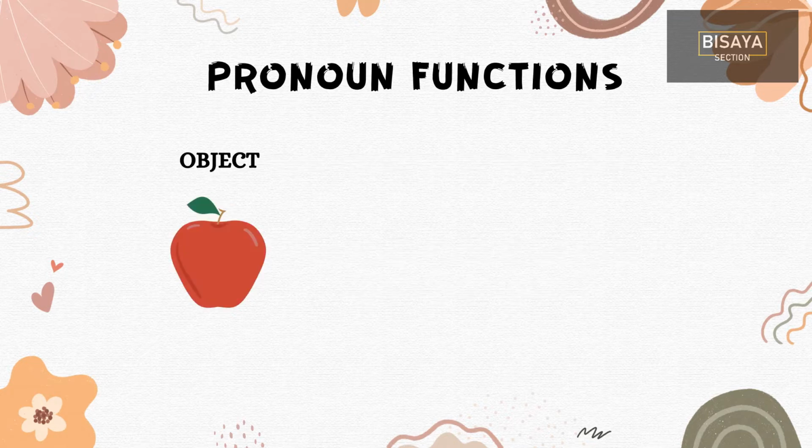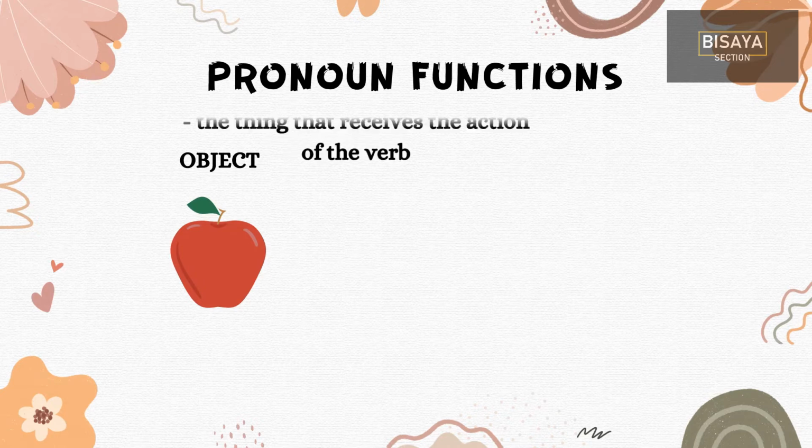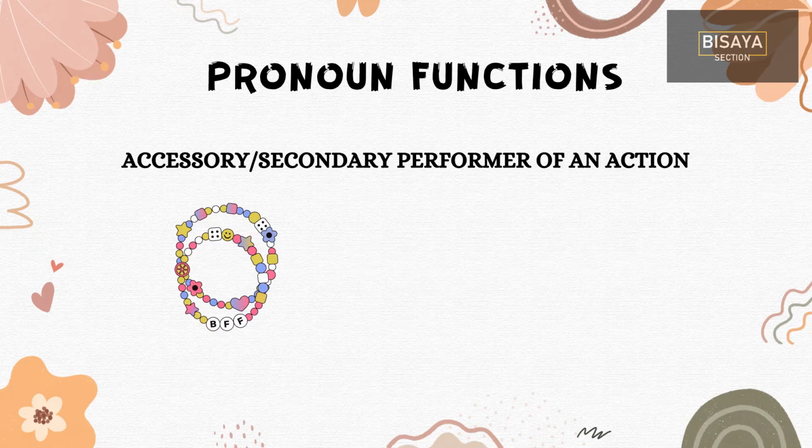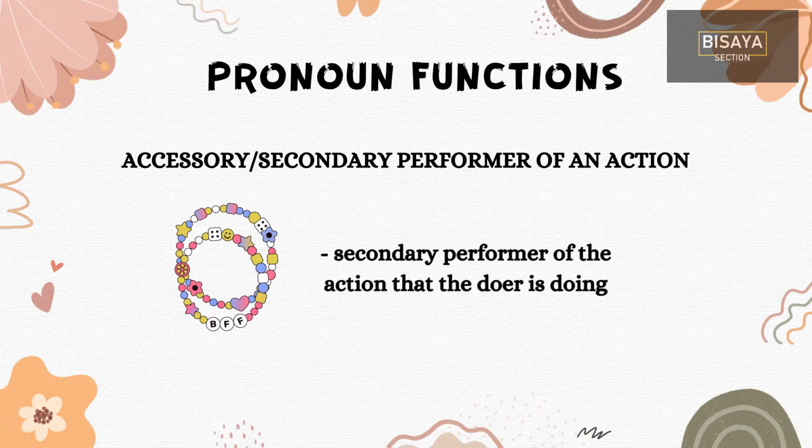Okay. Fourth function is being the object in the sentence, where the pronoun receives the action of the verb. And last but not the least is the function of being an accessory or secondary performer of an action. This makes the pronoun the secondary performer of the action that the doer is doing. We will be clarified with examples in a while.